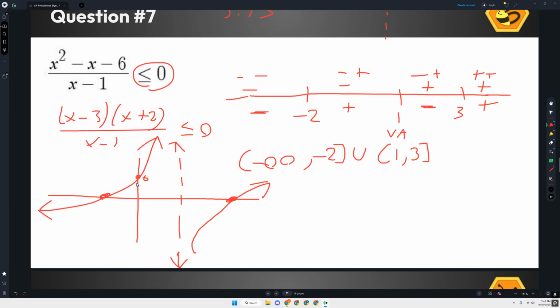Pretty much the way I did this is based off the sign chart. You can see this is going towards -infinity, so we know it's going down. We know this is going positive towards 1, so they're going to be going up towards 1. Here, we know this is going towards -infinity, so we're going to go down. And we know this is going towards positive infinity, so we know it's going up.